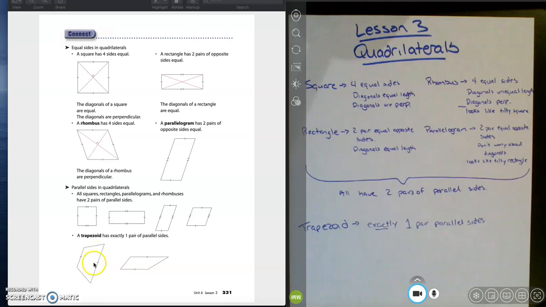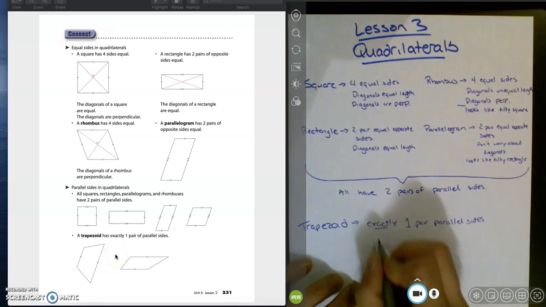Okay, this is your very typical red pattern block, if you've ever used pattern blocks before. Okay, this shape has one pair of parallel sides. These two sides are not parallel. These two sides are. But the shape's totally different from this one. So when we're looking at a trapezoid, the only thing I care about is it has one pair of parallel sides. Done. Doesn't matter what it looks like.